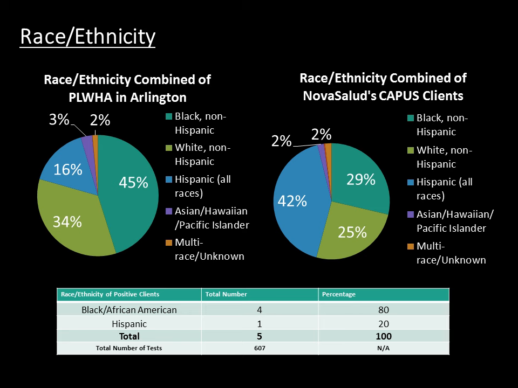So this is similar, but for race and ethnicity of a different contractor. On the left, we have the combined race and ethnicity of people who are living with HIV/AIDS in that region. And you see that 45% of folks who are living with HIV/AIDS are Black. And then it's really easy to compare it to the 29% of non-Hispanic Black clients that have been served by Nova Salud in that area. And then also the 34% of white individuals who are living with HIV/AIDS compared to 25% of individuals tested.